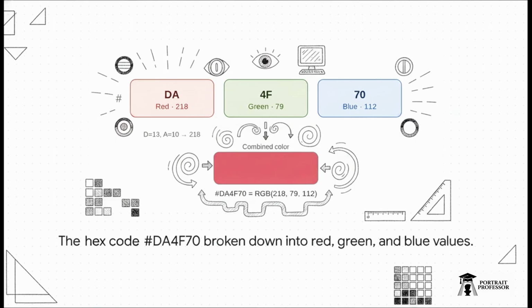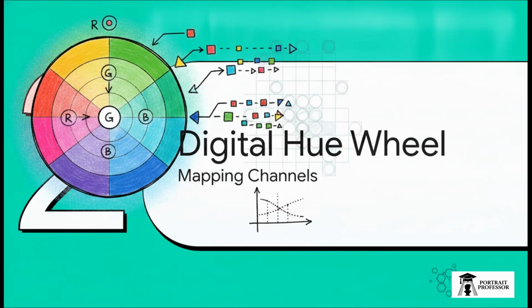They are exact light mixing instructions. They're telling your screen to blast a lot of red light, a little bit of green, and a medium amount of blue to create this specific punchy pinkish red color. Let's move to section 2 and see how this builds into the digital hue wheel.